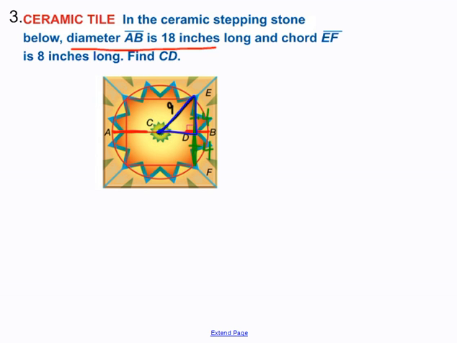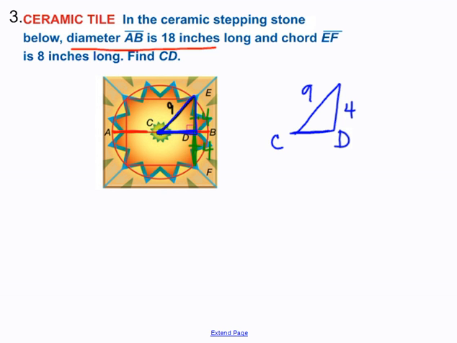I have a right triangle. And I know 2 of the sides. I know this is 4, and I know this is 9. So I can find CD right here by doing the Pythagorean theorem. See, right triangles never go away.